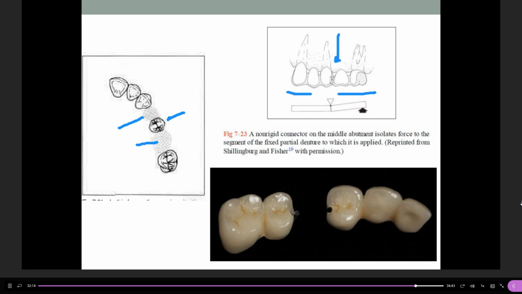Precision attachment is on the distal surface of the pier abutment. The slot is on the distal surface and the key is on the mesial of the pontic. So this you should remember.